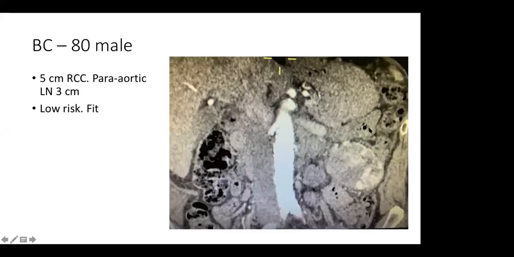Right. So this was a case of an 80-year-old very fit person, 5-centimeter RCC, and had a para-aortic lymph node about 3 centimeters. So that constitutes about one third of the total disease. So low risk, fit patient. And how about the cytoreductive here?